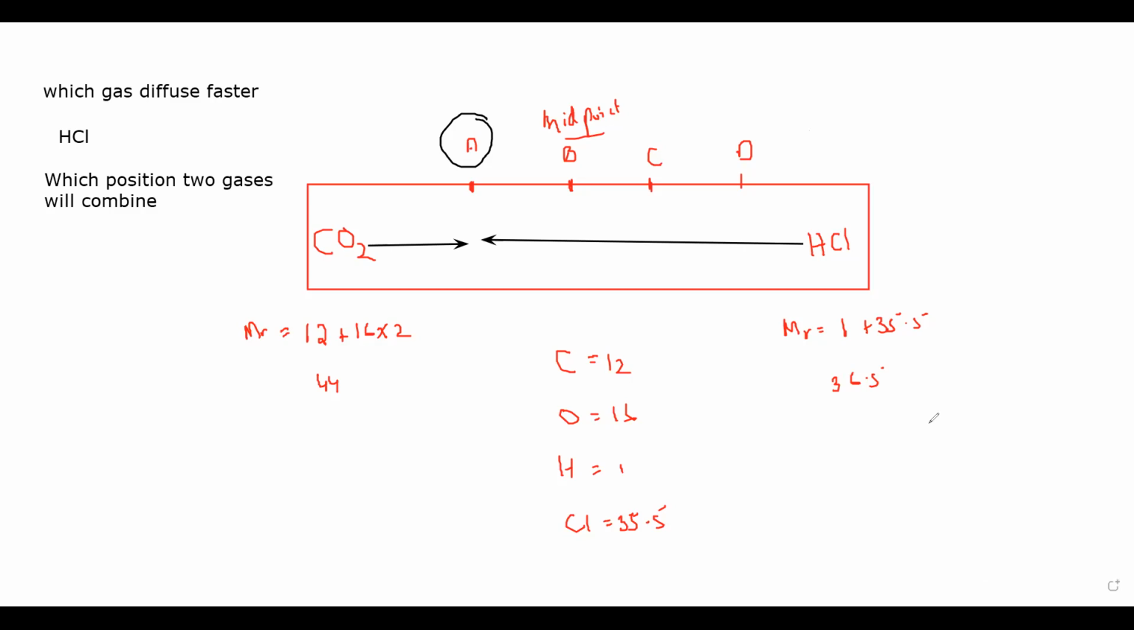HCl is 36.5, so it means it will move faster. And this is 44, so it will move slower. So they will combine near the heavy gas. So A is the right answer.